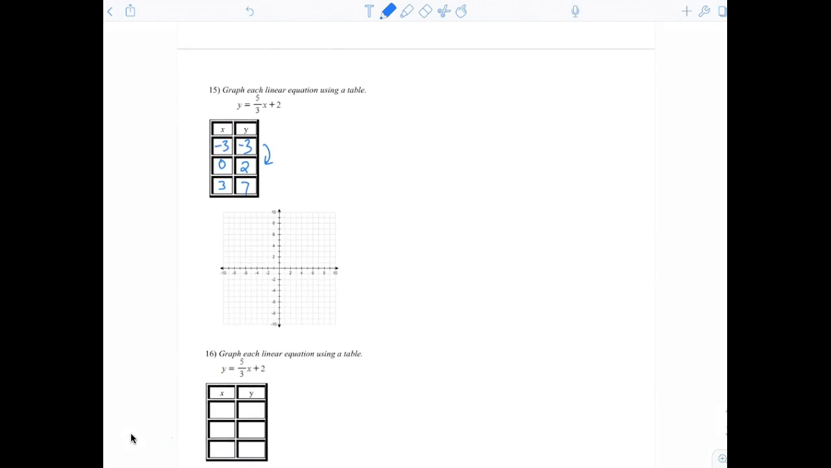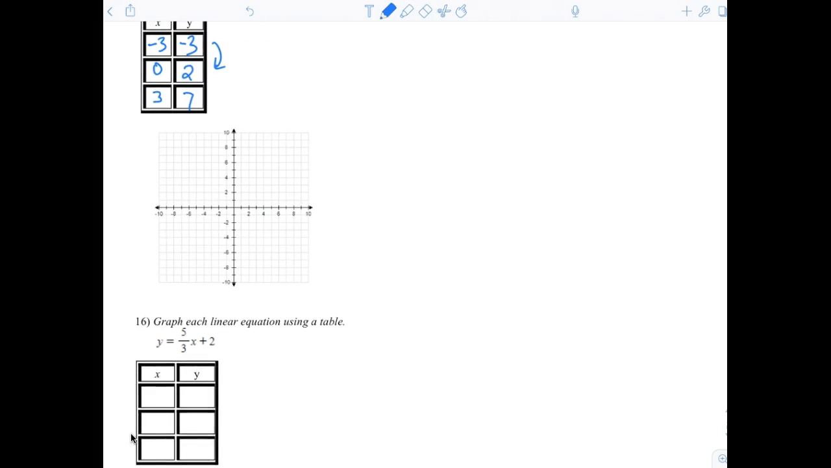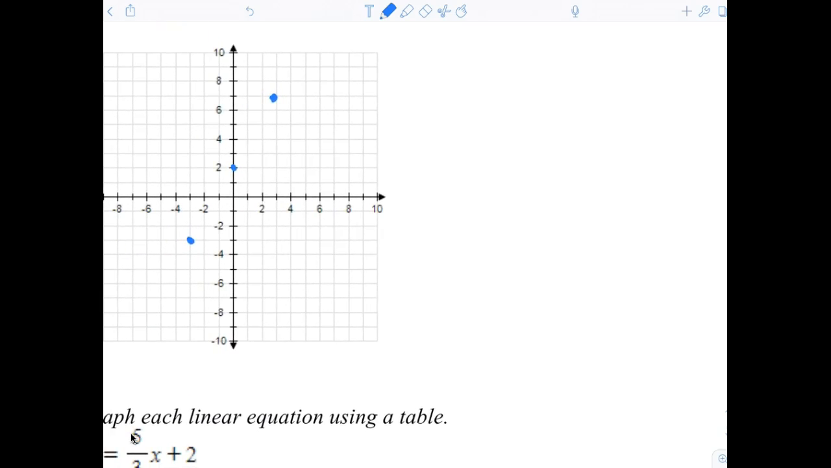And then what do I do with those points? Yes, let's plot those: (-3, -3), (0, 2), and for 3, we would go up to 7. Now, how do you know if you made a mistake? The lines won't line up properly. The three points won't line up. But of course mine always do. Thank you very much.